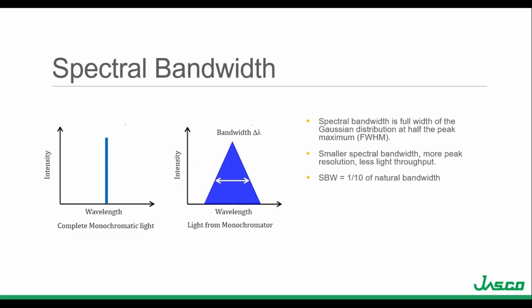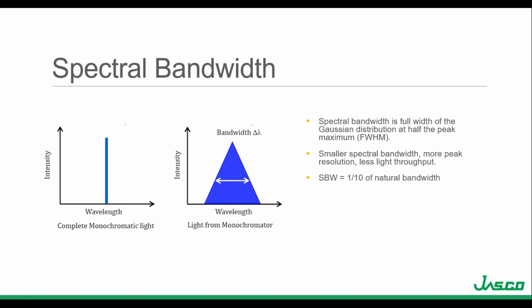In the last seminar, I discussed the instrument design and how the slit widths adjust based on the wavelength dispersion. The slit width defines the spectral bandwidth. The wavelength dispersion created by the prism means that while the monochromator is set to a specific wavelength, there's going to be a Gaussian distribution of wavelengths exiting from the slits. The spectral bandwidth is the full width of this distribution at half the peak maximum, or the full width half max.